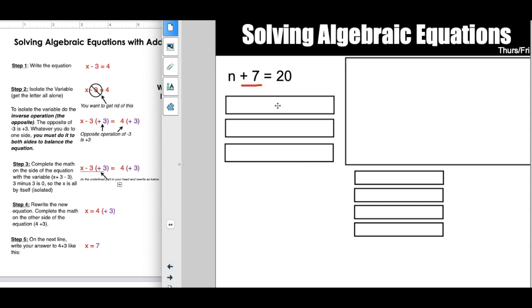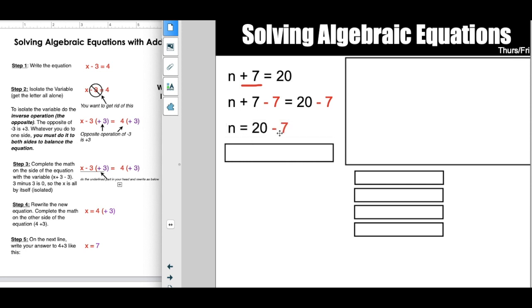So I'm going to, on my next line, rewrite the equation with my inverse operation. So I have n plus 7 minus 7 equals 20 minus 7. I am putting the inverse operation on this side of the equation as well so that it remains balanced. The next thing I'm going to do is complete the math on the side of the equation with the variable. 7 minus 7 is nothing, so that leaves me with n all by itself. So n equals 20 minus 7.